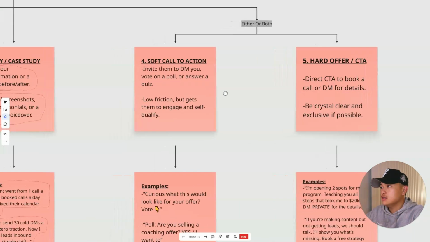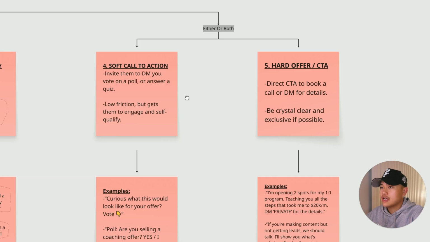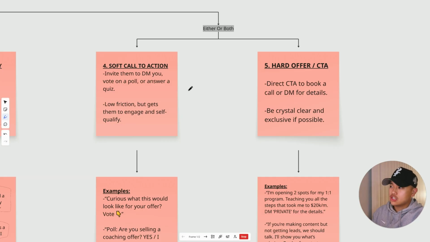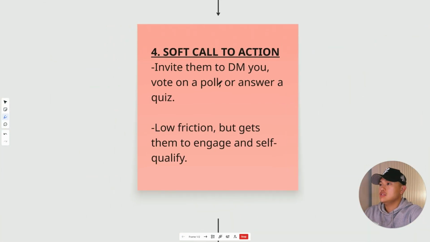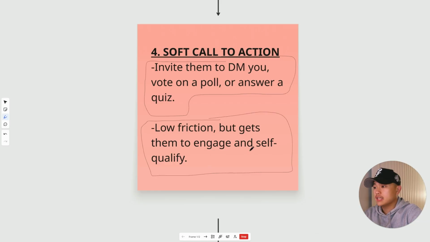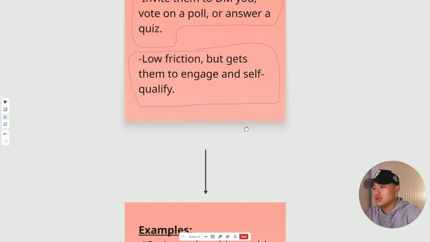Basically, the difference between a soft call to action and a hard call to action is that the soft call to action is more indirect, and the hard call to action is more direct. So for example, the soft call to action: you invite them to DM you, vote on a poll, or maybe answer a quiz. This is really low friction, but it gets them to engage and really self-qualify.